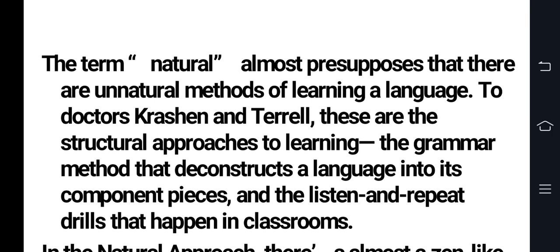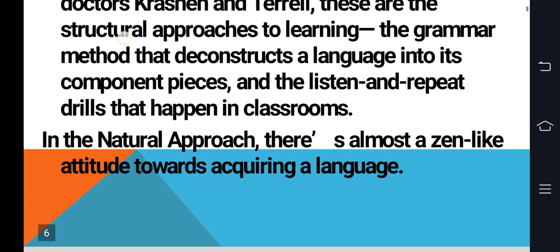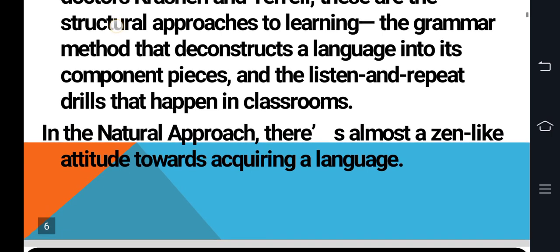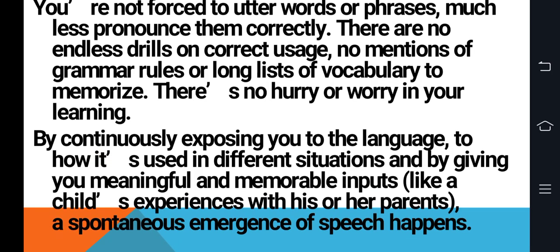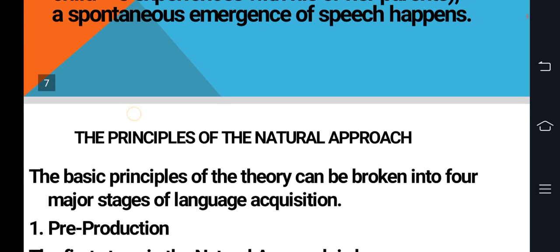The term natural almost presupposes that there are unnatural methods of learning a language. To Drs. Krashen and Terrell, these are the structural approaches to learning: the grammar method that deconstructs a language into its component pieces, and the listen-and-repeat drills that happen in classrooms. In the natural approach, there is almost a Zen-like attitude towards acquiring a language. You are not forced to utter words or phrases, much less pronounce them correctly. There are no endless drills on correct usage, no mentions of grammar rules or long lists of vocabulary to memorize. There's no hurry or worry in your learning. By continuously exposing you to the language, to how it's used in different situations, and by giving you meaningful and memorable input, a spontaneous emergence of speech happens in this approach.